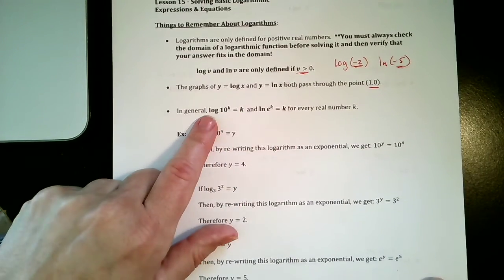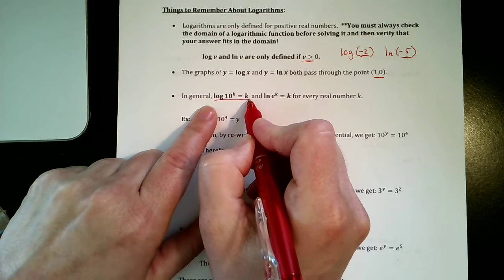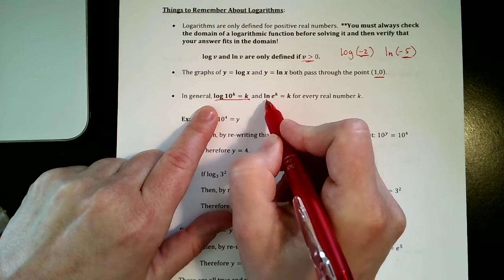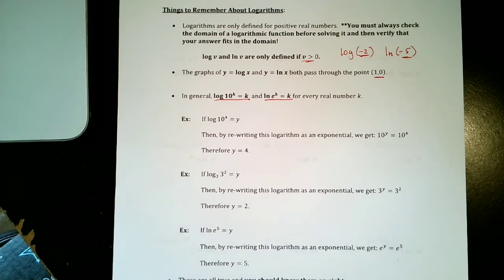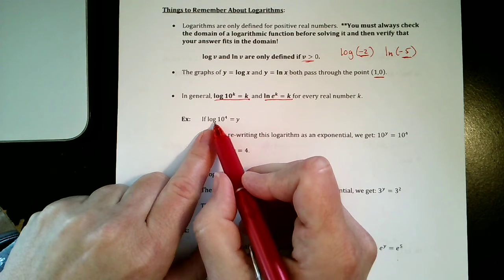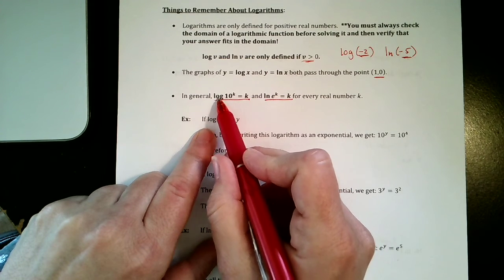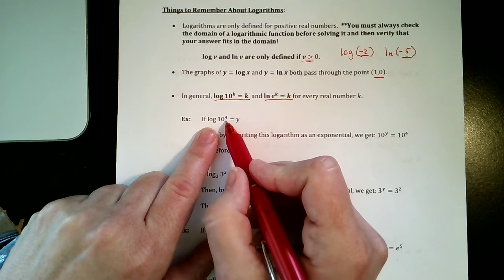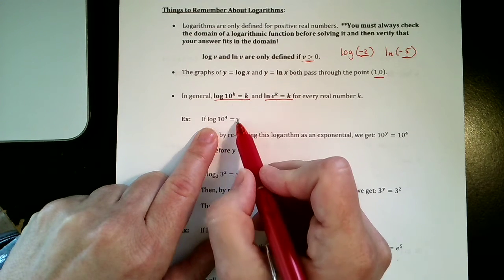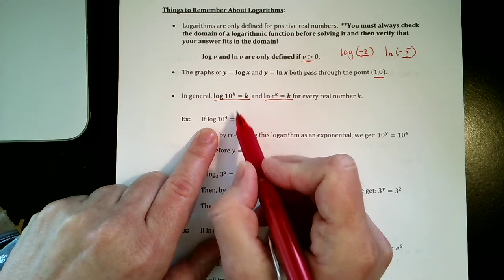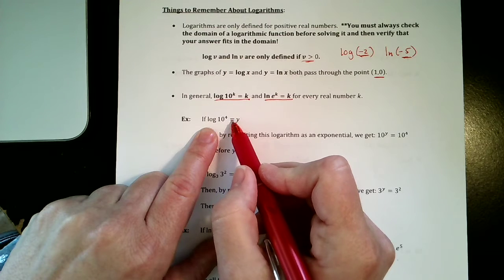You knew that. In general, the answer to a problem that looks like this is going to be k, and a problem that looks like this is also going to be k for every real number k. So let's talk about that. Let's say we had the log of 10 to the 4th, which fits into this category here. The log of 10 to the 4th is equal to y. Now, according to this, the y value should be equal to 4, right? If you have a log of 10 to the k, it should be equal to k. So the log of 10 to the 4th should be equal to 4.